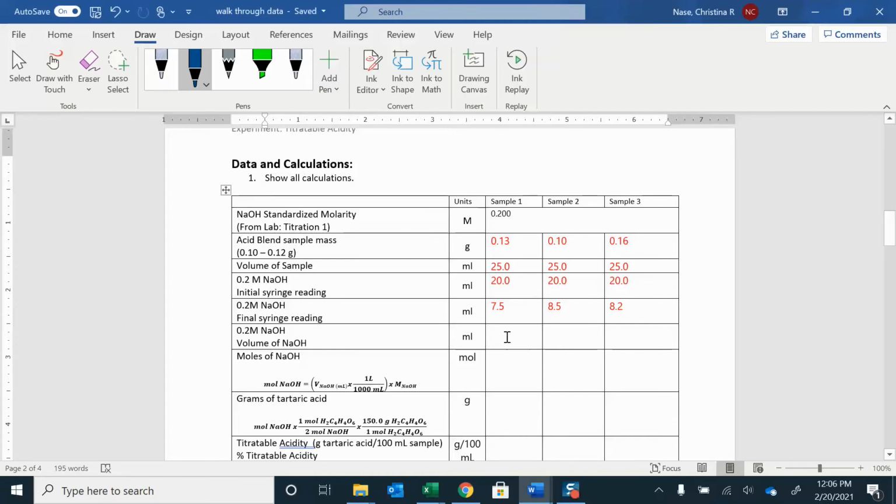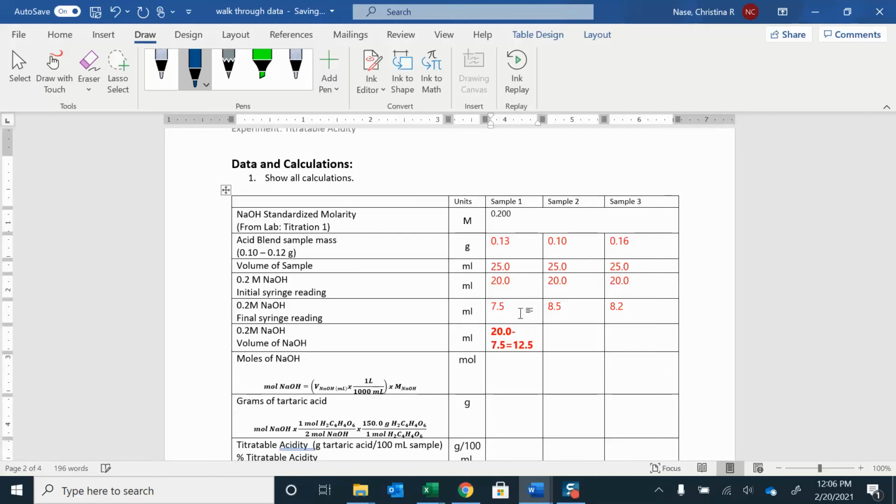To find the actual volume, you're just going to take the difference between these two, right? So I initially have 20 mils in my syringe, and then I am measuring how much is coming out, and I have 7.5 mils left over. So I'm going to do 20 minus 7.5, gives me 12.5. And I'm going to do the same thing for these other samples.